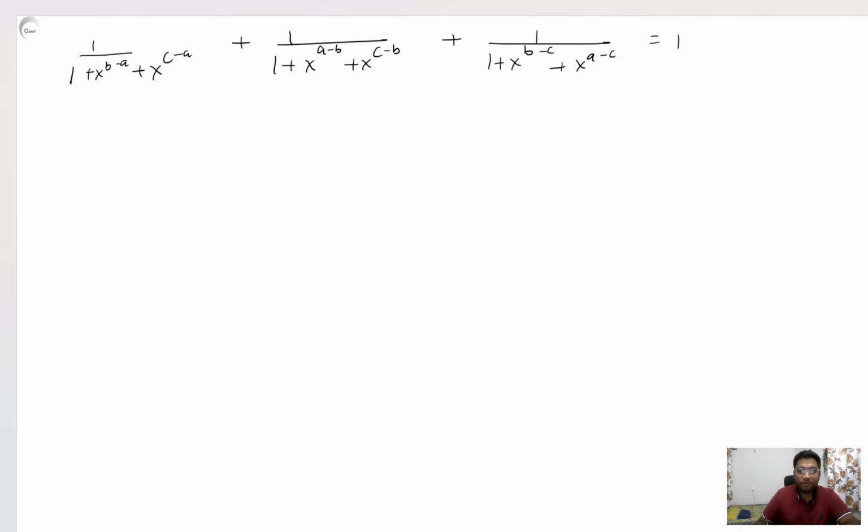So let's talk about this question. We have to prove this question. Why I wanted to talk about it particularly is that there are negative exponents involved here. If you see, there is an x to the power b minus a, so there's a minus a, x to the power c minus a.